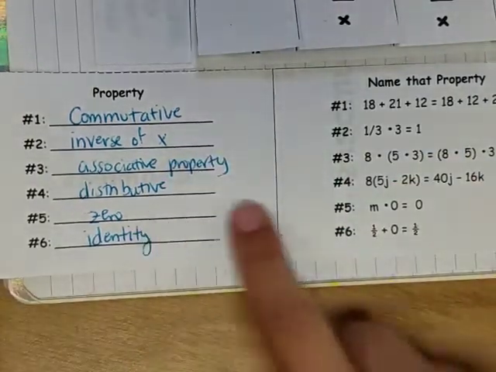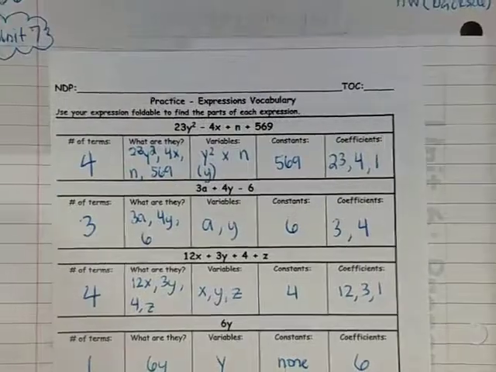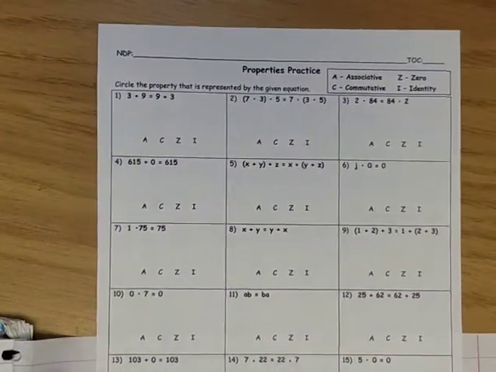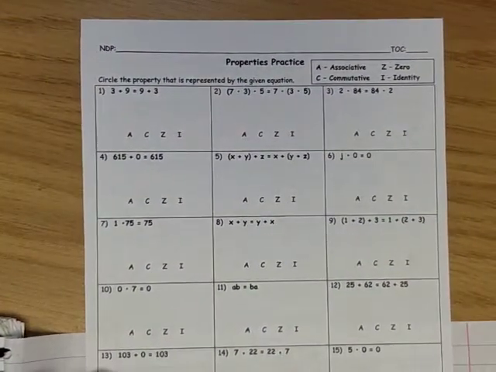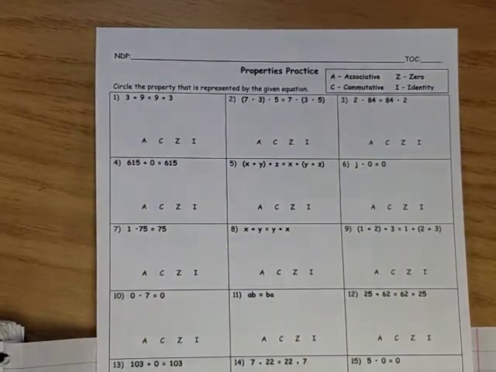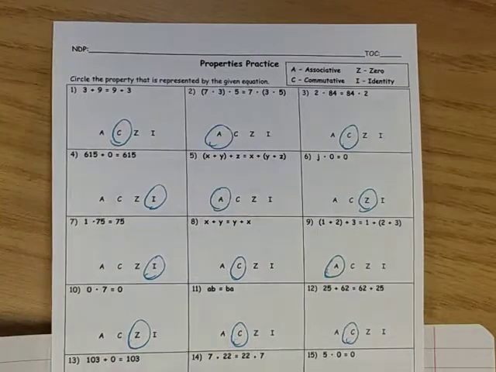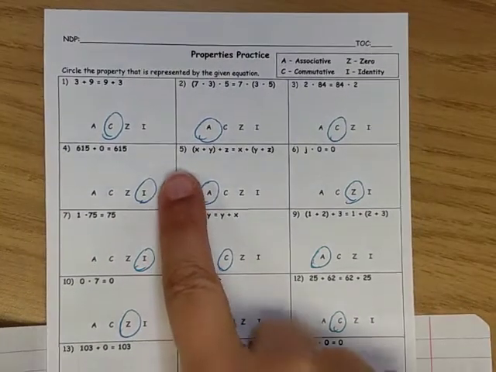All right, so after we're done with that, what you're going to do is turn the page and go to page 56. Now, in class, we already completed the front of the expressions vocabulary. So what you're going to do next is the practice properties right here. So go ahead and pause your video, and then I will put the answers up in just a minute. All right, here are the answers. So go ahead and check yours with mine.